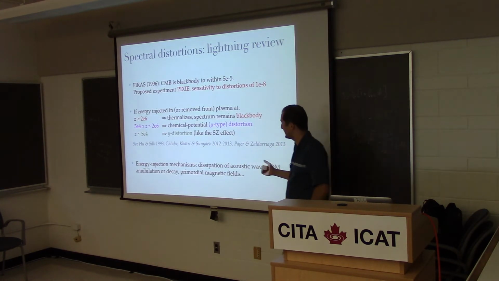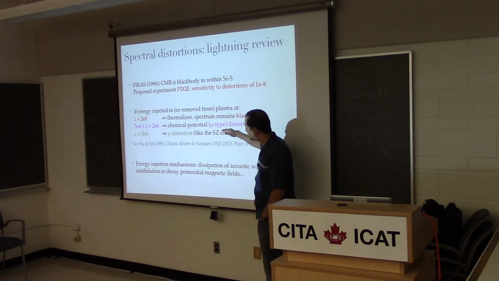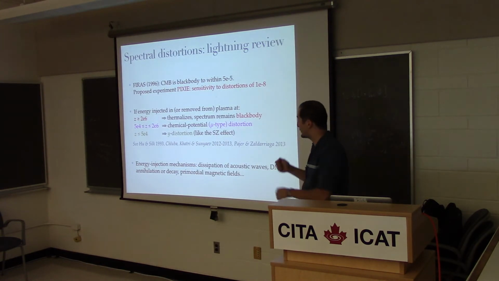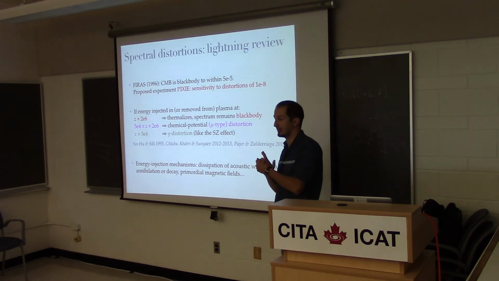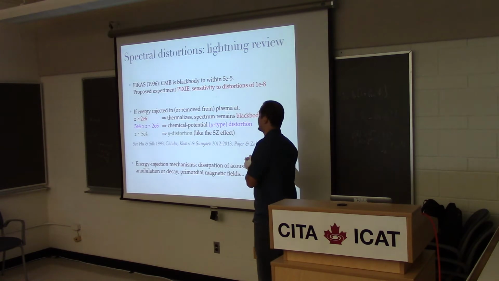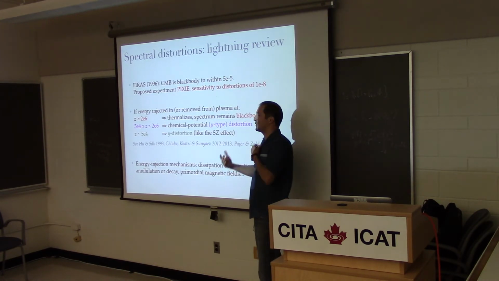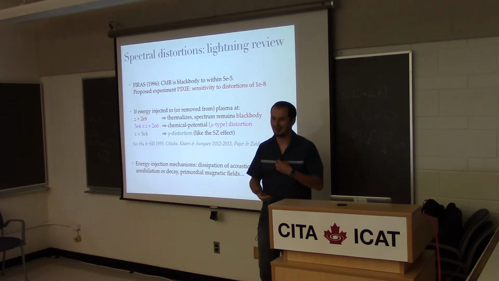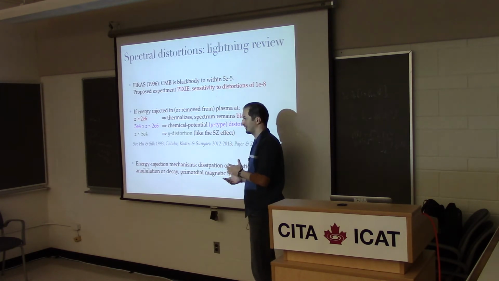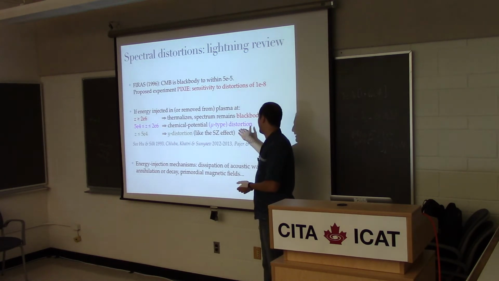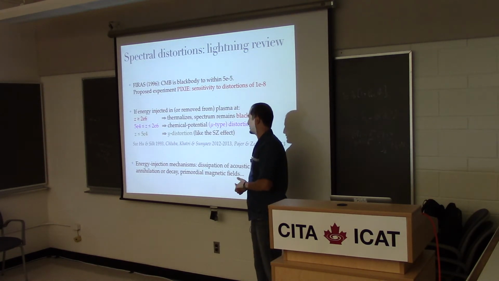If you inject energy between redshift 50,000 and 2 million, then you cannot create and destroy photons very efficiently at these redshifts. However, you can change their frequencies through Thomson scattering very efficiently. So the spectrum will reach an equilibrium. However, it's an equilibrium at constant number of particles, and this is a chemical potential type distortion. So you will have a Bose-Einstein distribution with a chemical potential.